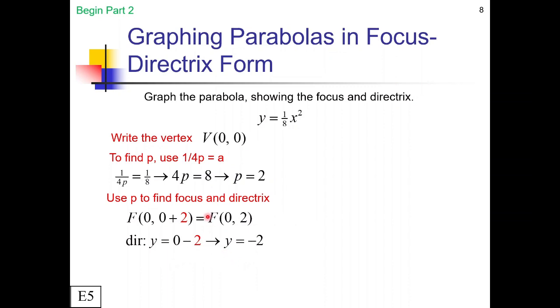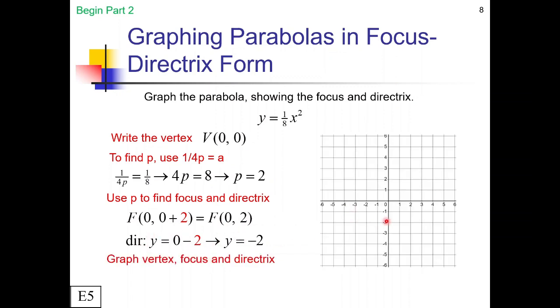And now that we have the focus and directrix formulas, we're going to actually graph the vertex, the focus, and the directrix. So here's my grid. My vertex is at 0, 0, so pretty easy to put that on there. For the focus, we've got 0, 2 up here. And for the directrix, we have the line y equals negative 2, the horizontal line going through negative 2.